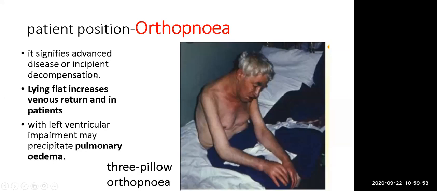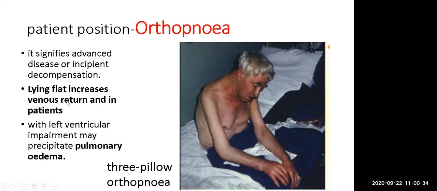What does it mean? This position happens in heart failure. In heart failure, when the patient has had heart problems for a long time, it comes to decompensation. Please read from the book what decompensation means and what compensation means. Then what happened when he tried to lie on his bed? Lying flat or in a horizontal position increases venous return in the patient. So look at this. Increases venous return.